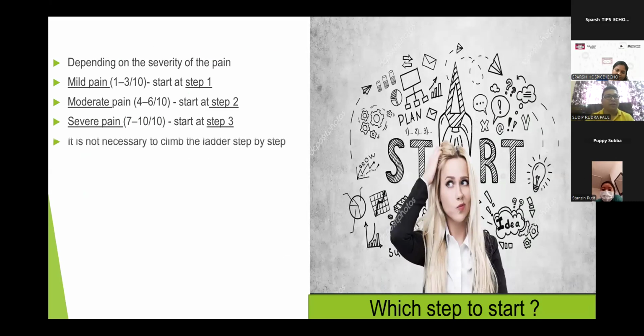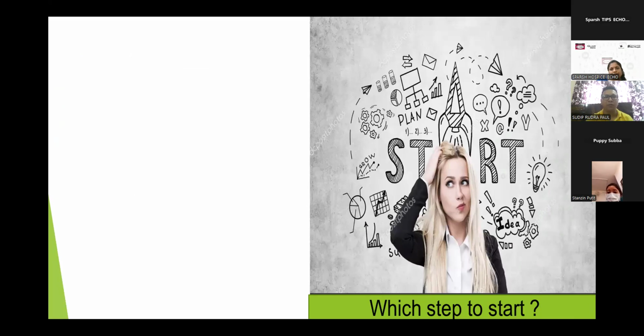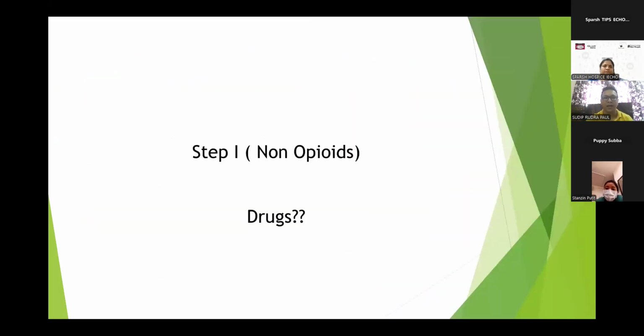Now, which step should we use in which situation? Depending on the severity of the pain, in case of mild pain, we can use step 1. In case of moderate pain, we can use step 2. And in case of severe pain, we can use step 3 drugs. So today's topic was step 3 drugs. So I'll just go back to my WHO analgesic ladder.